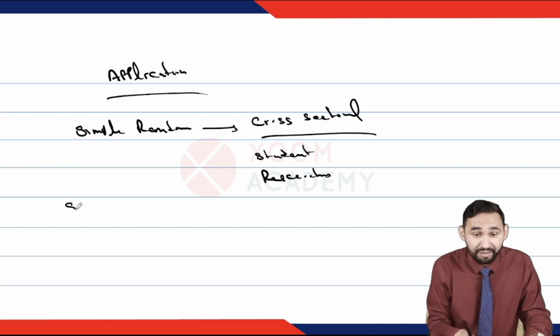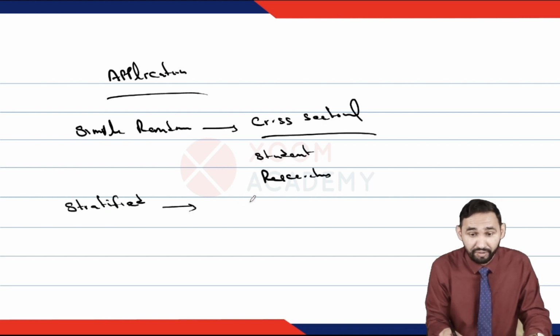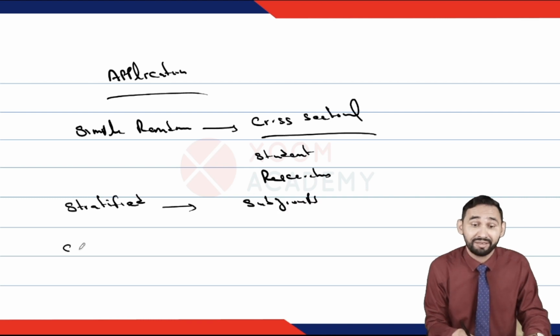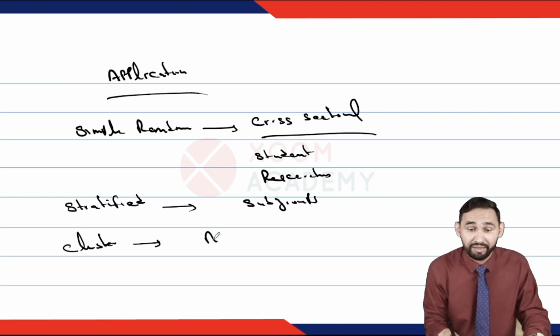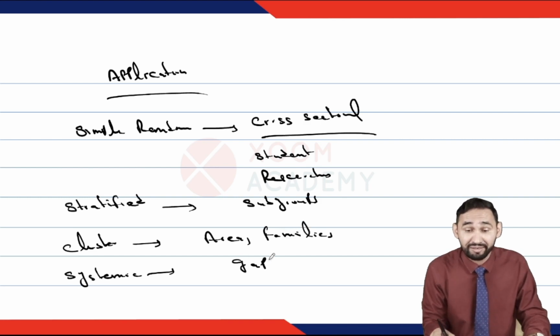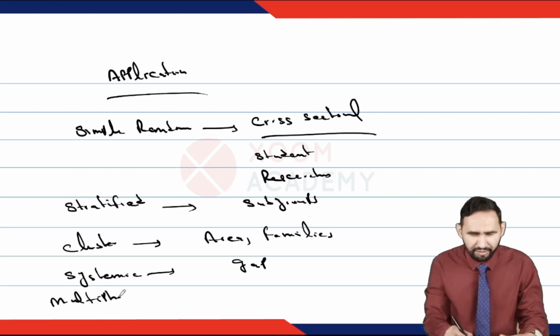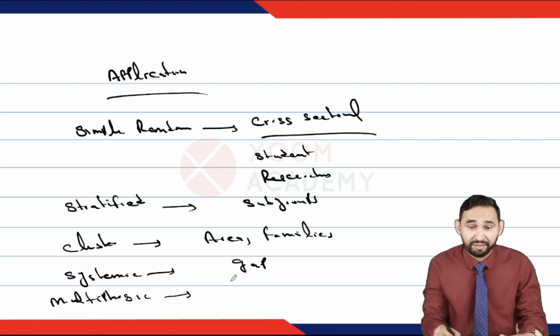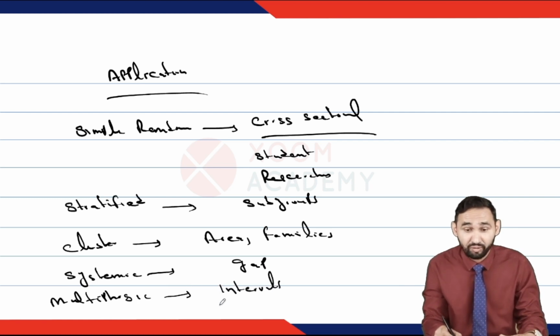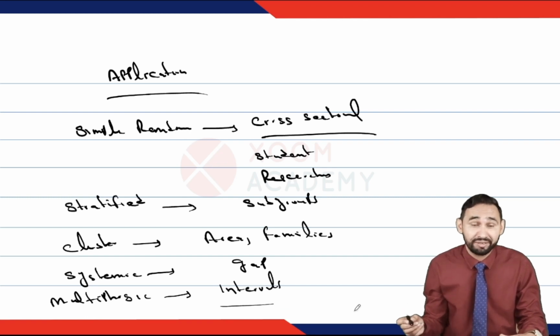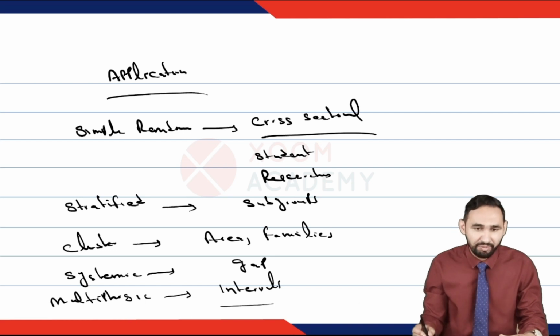Where is stratified random applied? Where there are subgroups. Where is cluster applied? Where areas or families are involved. Where is systemic applied? Where we devise a gap, where a specific gap is required. Where is multiphasic required? In sampling where there are intervals or gaps, like in a longitudinal study, where we observe at various gaps. These are the applications of probability sampling.